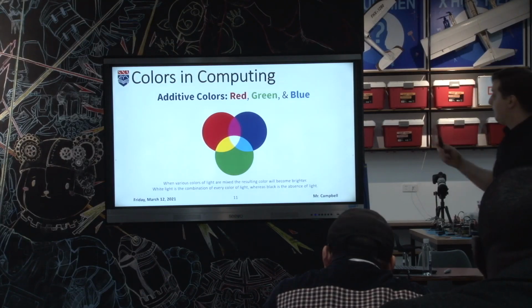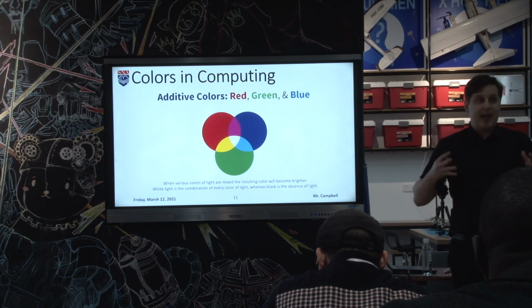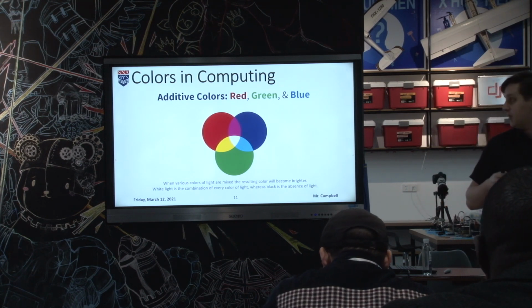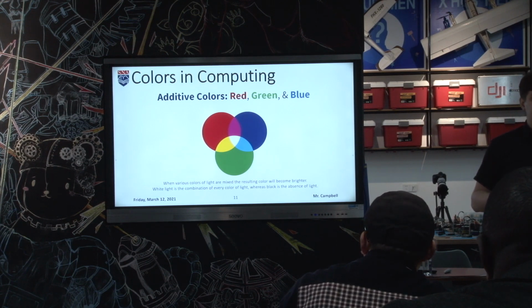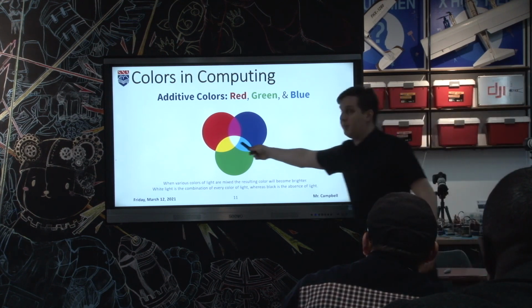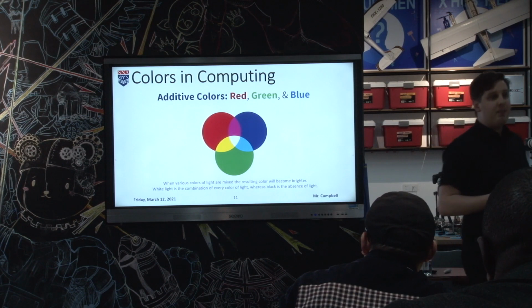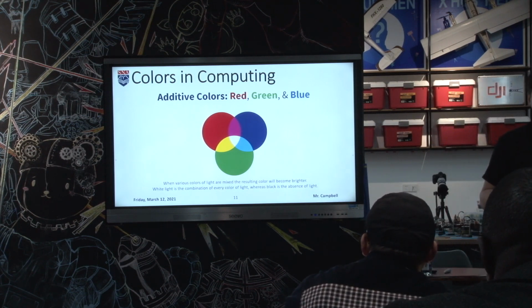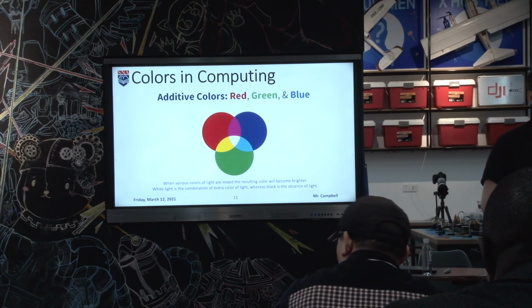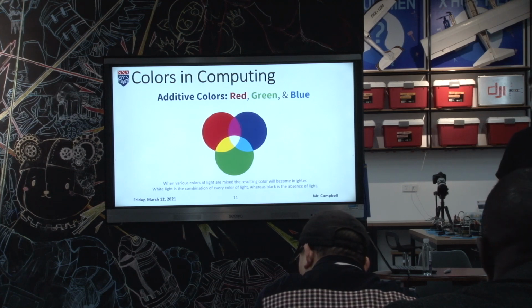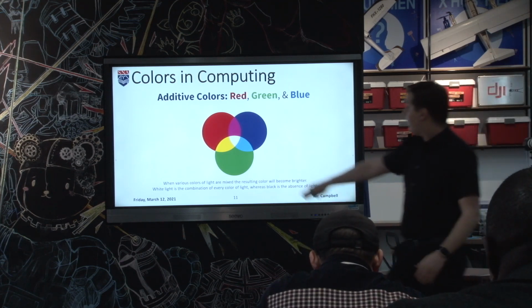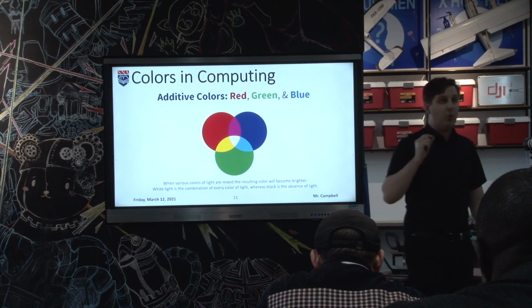So we have red light, blue light, and green light, and they add together to become brighter. If we have red and green light, we'll actually get a brighter yellow color, which is the exact opposite of what would happen if you had paint. If you mixed red and green paint, you would get brown, which is darker. So it works the exact opposite. Now, if you have all three colors of light, you end up getting white light.